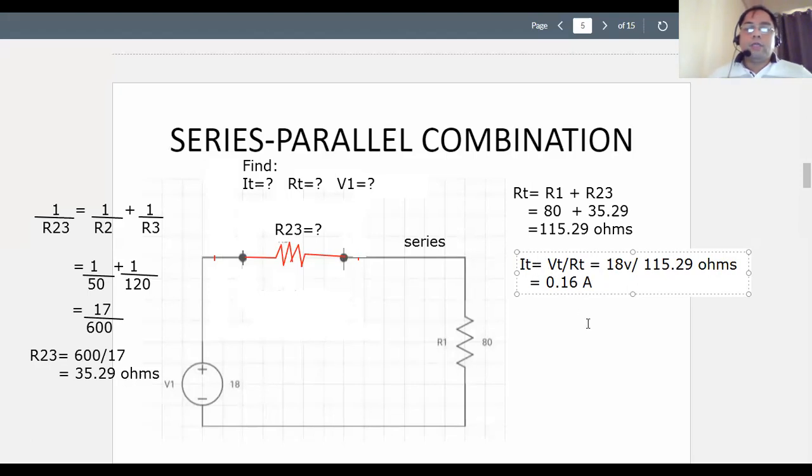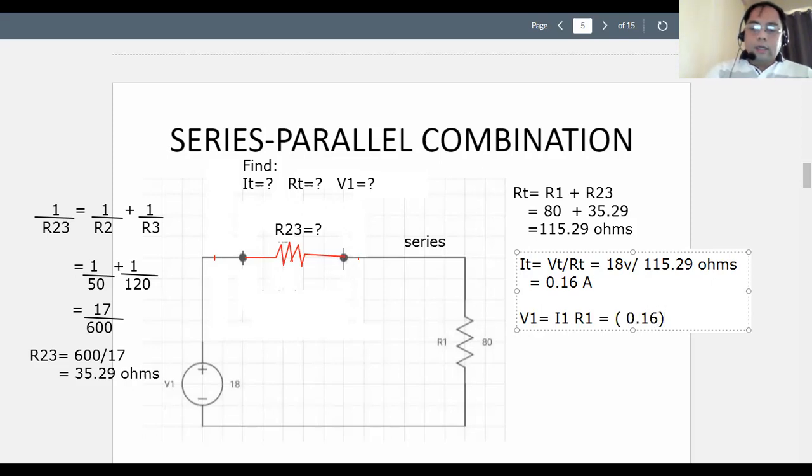And then if we try to find our V1, this is not in parallel, so the voltages here will not be the same, of course. However, we see that the current from the battery, which is I total, will be the same current that passes through R23 and R1. So if we solve for V1, that must be I1 times R sub 1. But what is I sub 1? It is just equal to the total current, 0.16.